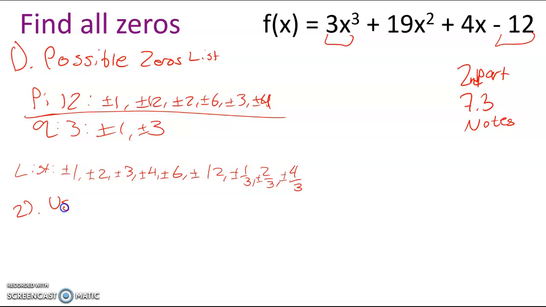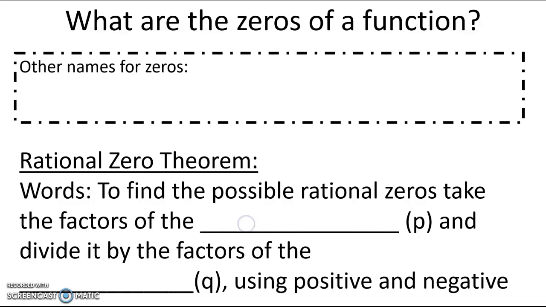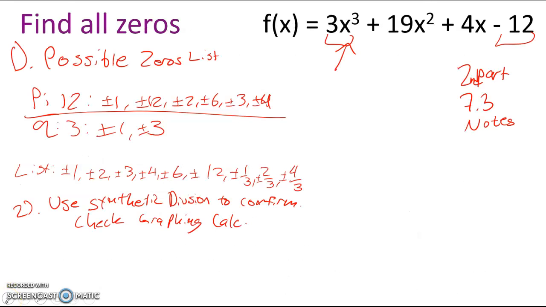Second one, use synthetic division to confirm. We're going to use this equation right here, and synthetically divide it by all of our possible zeros. Well, you could do that or check with a graphing calculator. I'm going to pause the video real quick and transition over to the graphing calculator.